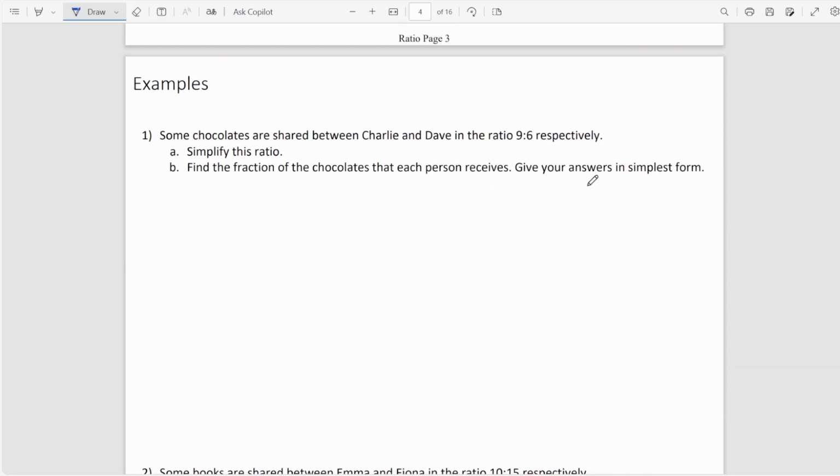Now, let's take a look at some examples. So some chocolates are shared between Charlie and Dave in the ratio 9 to 6, respectively. Now being asked to simplify this ratio. Okay, so part A, I'll go ahead and write the ratio down. Now we have 9 and 6. We need the highest common factor among them, which is 3. Dividing by 3 gives us 3 to 2. Okay, so that's it. This is the simplified ratio.